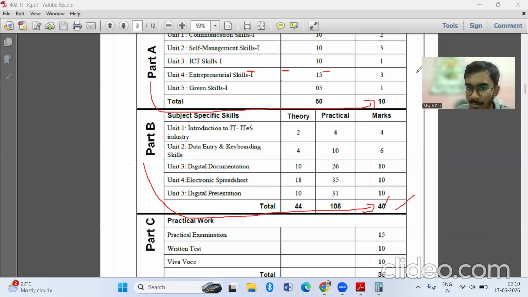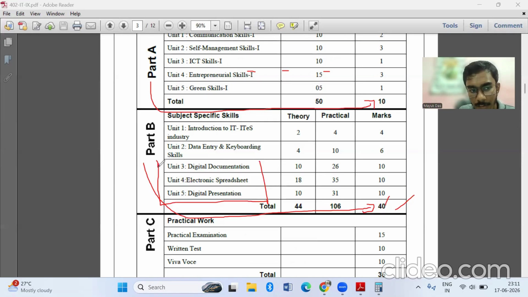No doubt part A is also important, but compared to part A, part B is a bit complicated. I would not say complicated, but it's important. Part A is completely theoretical, and part B is practical. Particularly these three chapters of part B are completely practical-based chapters.